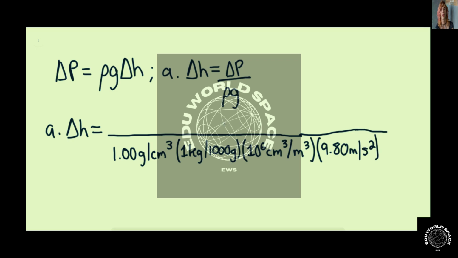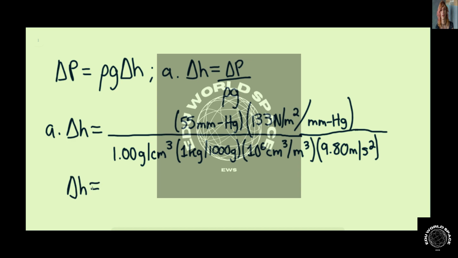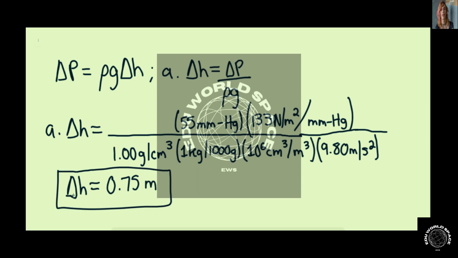And then for the numerator, we have 55 millimeters of mercury. And we know that we have 133 newtons per square meter for every millimeter of mercury. And so for part A, the change in height is giving us 0.75 meters. This would be our final answer for part A.